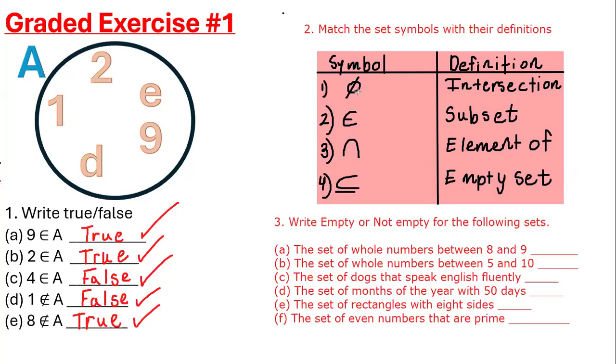All right, this one, empty set goes to. Which one is the empty set? First one. This one is definitely the empty set. Very good. What is this one? Element of. Very good. Okay, this one, what is the symbol? Intersection. Very good. And finally, subset. Which one is a subset? The last one. All right.